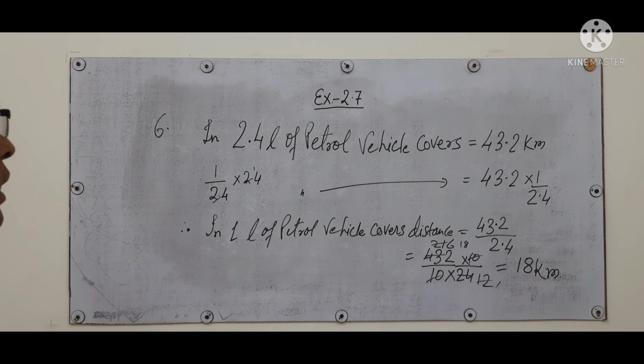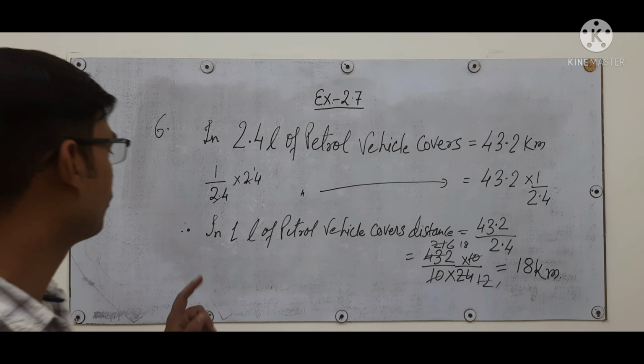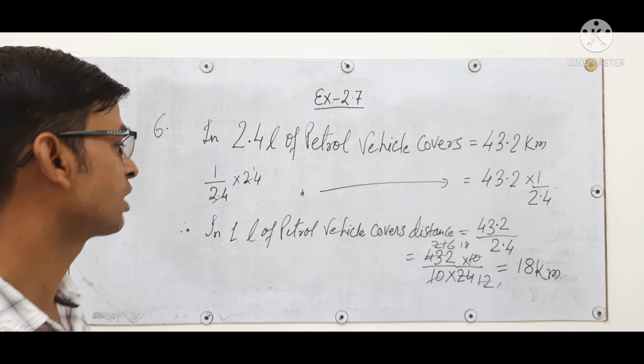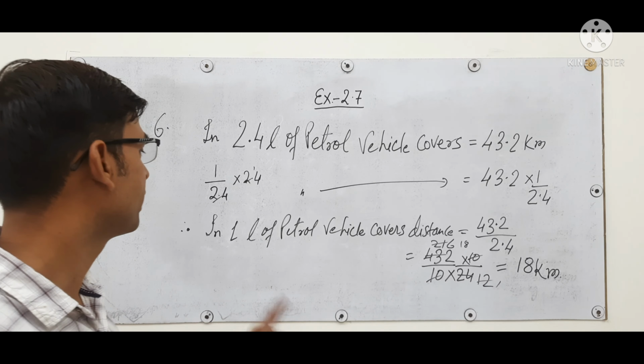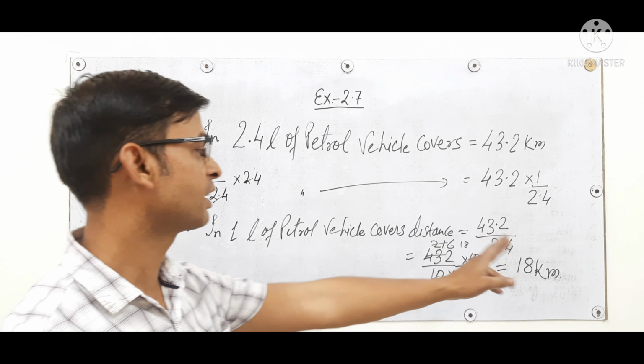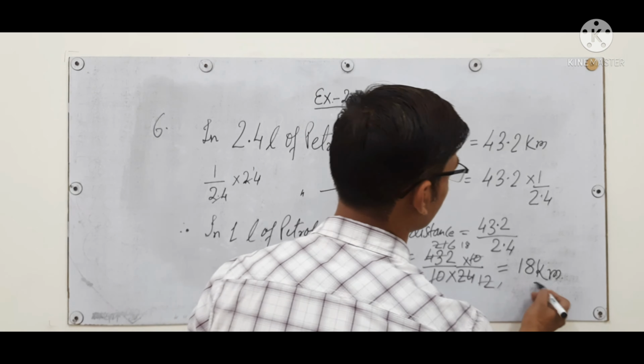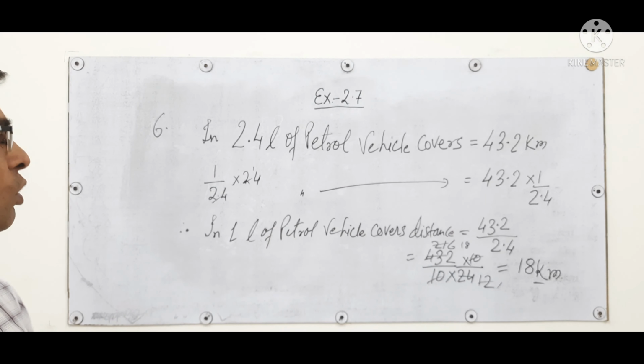So here we have to find in 1 liter of petrol how much distance it will cover. So the answer will be: in 1 liter of petrol, the vehicle will cover a distance equal to 18 kilometers. Okay, so you can just note the steps from here.